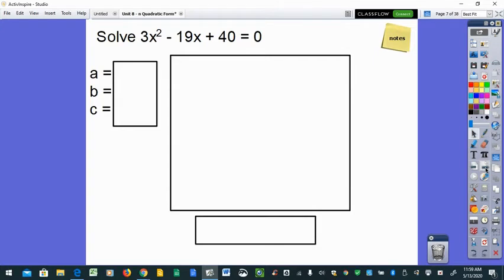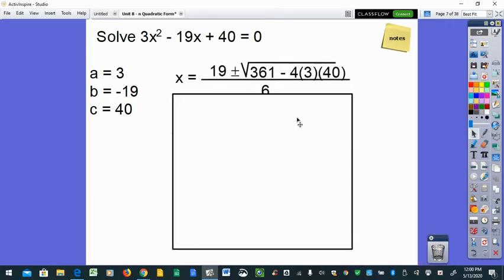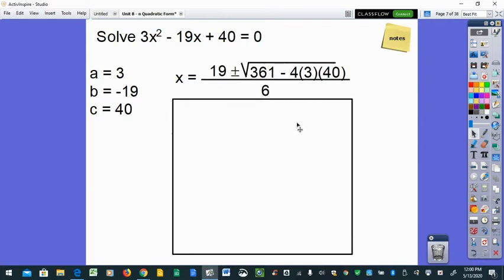So what I would encourage you to do right now, see if you can pause the video and try this one yourself. Get your final answers, come back, and we'll see how you did. Okay, so let's check in. A is 3, B is negative 19, and C is 40. I'm going to substitute in. There's my substitution step.